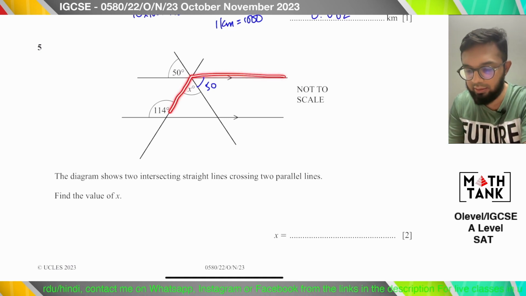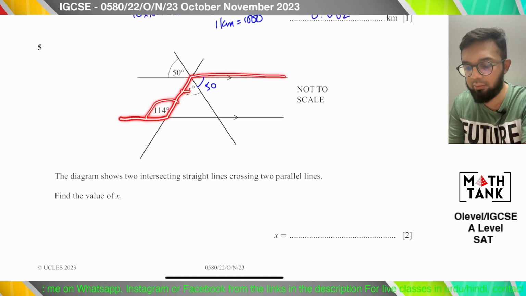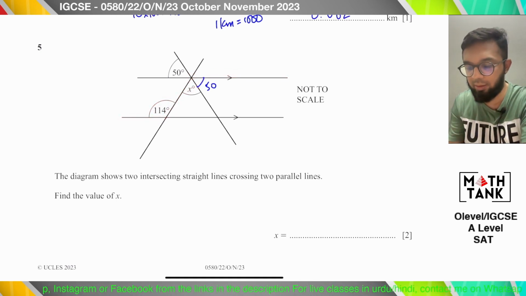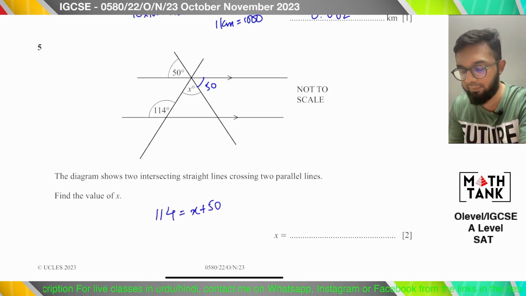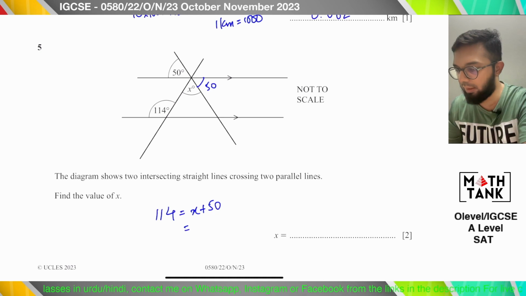So I see that this should be an alternate angle. There's a Z forming, that's a skewed Z, but it's there: 114 equals X plus 50. So 114 minus 50 should give you X, which is 64.